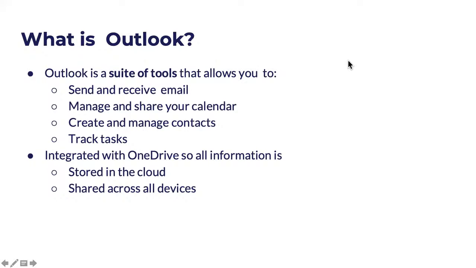So what is Outlook? Outlook is a suite of tools, not just an email program. Normally, you think of it as email, and that's the basic need for Outlook. You can send and receive email. You can manage and share your calendar. You can create and manage contacts, and you can track tasks.